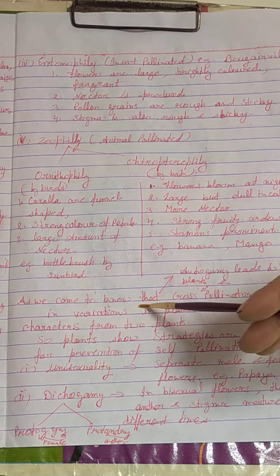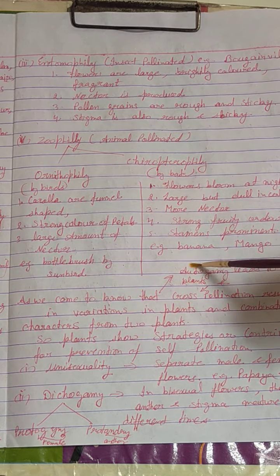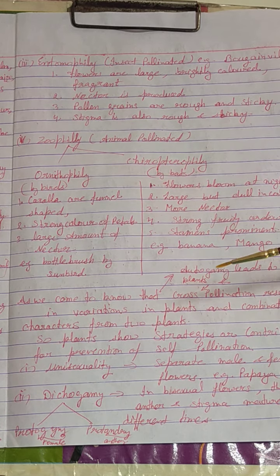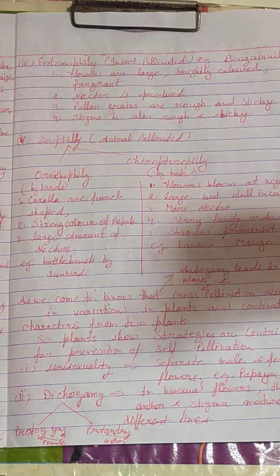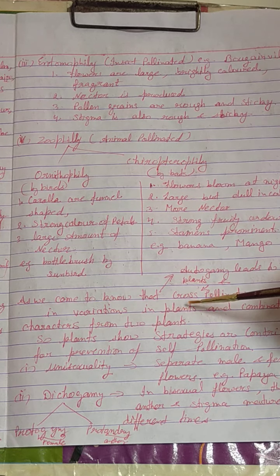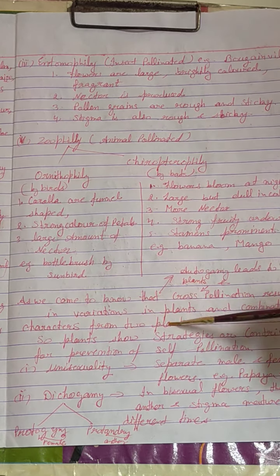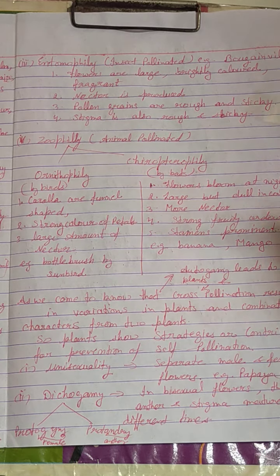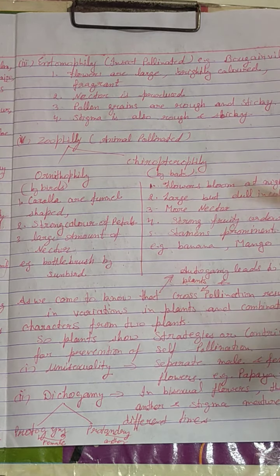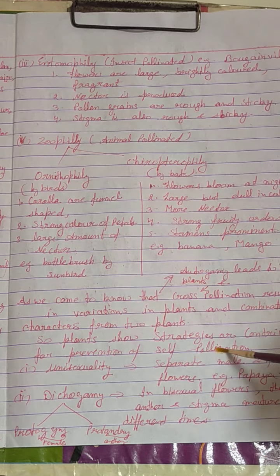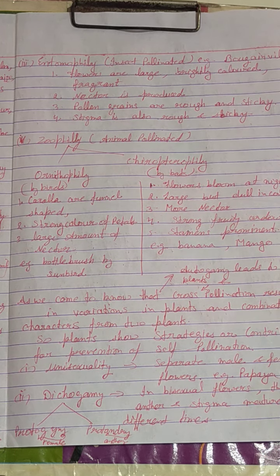So as we come to know, autogamy means self pollination, which we discussed previously. Autogamy leads to what? Weaker plants, because the same genotype remains the same; the plant produces the same new plants again. So no change, no variations. But in cross pollination it results in variation in the plant, and new combinations of two characters from the two parents result in a new combination. So what do plants show? Plants show strategies or contrivances for prevention of self pollination. Plants try to avoid self pollination, and they prefer cross pollination.